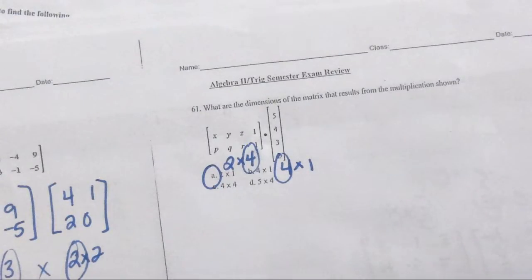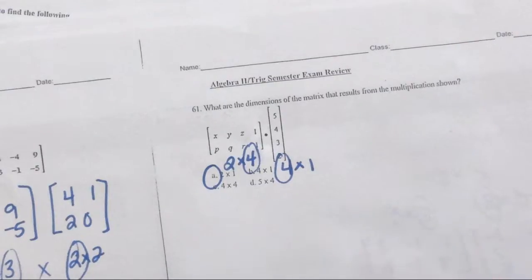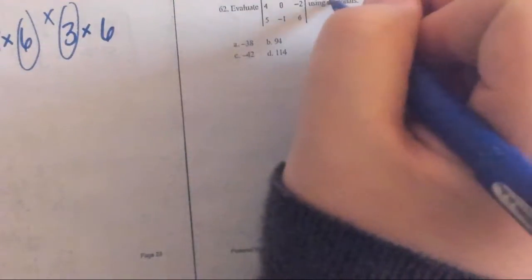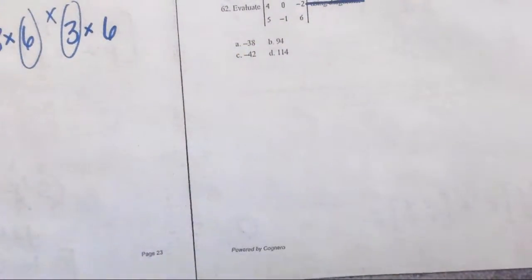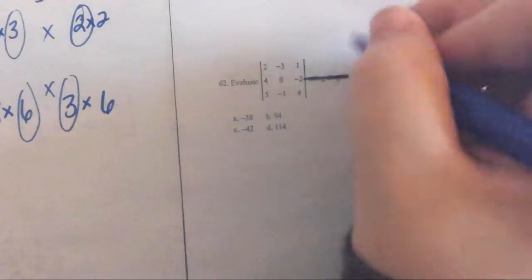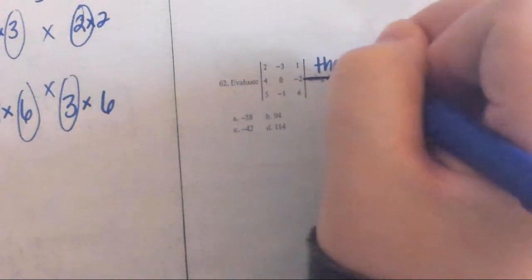62, we're going to ignore part of the directions. We're still going to handle it, but we're going to ignore part of the directions. We don't know how to use diagonals. There's not one on the exam that says using diagonals. Instead, it would say evaluate the determinant.